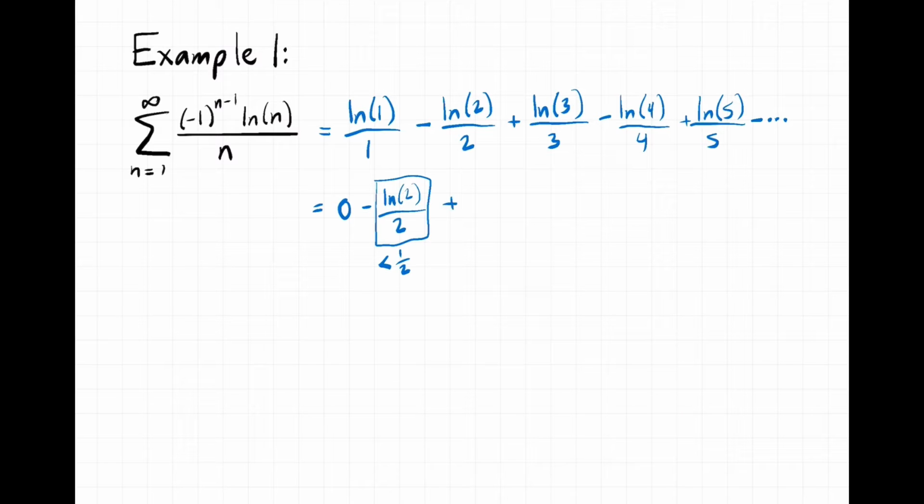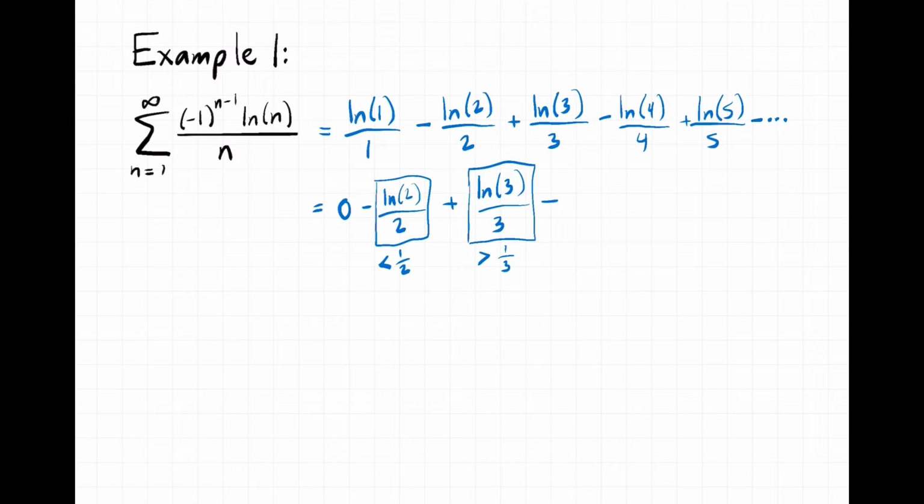Now we're adding the natural log of 3 over 3. What is the natural log of 3? Well, e is about 2.718. What power can I put on e to get 3? The power ought to be just a tiny bit bigger than 1. So what we'll have here is a number that is just a little bit bigger than 1/3. Just a little bigger than 1/3. And we can keep doing this for the rest.